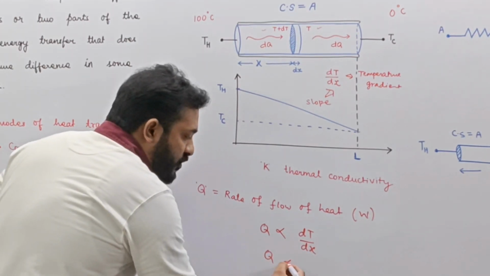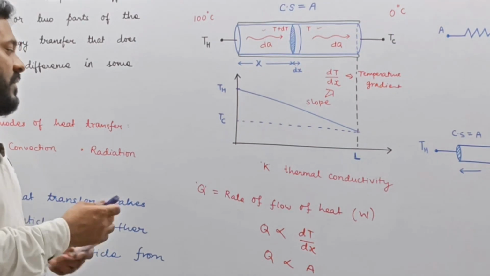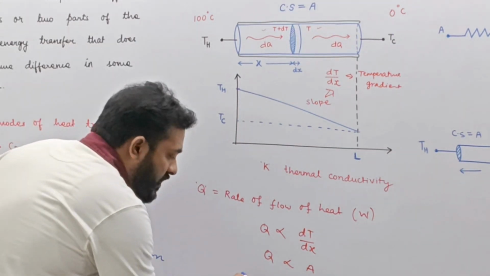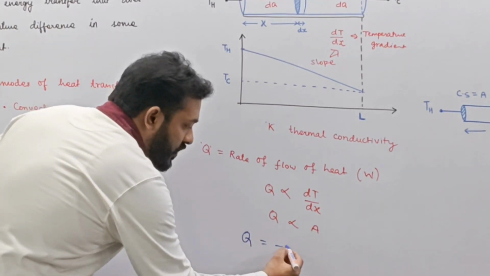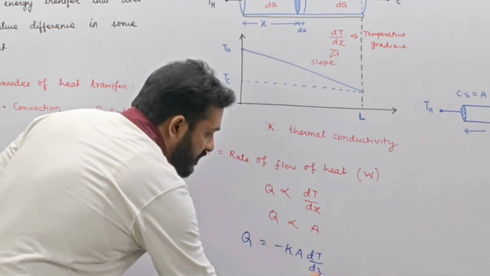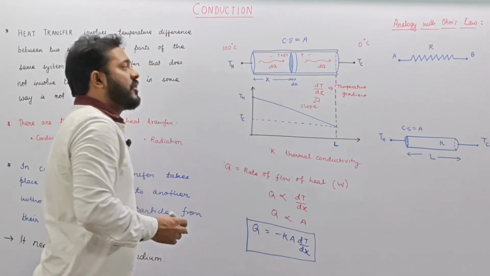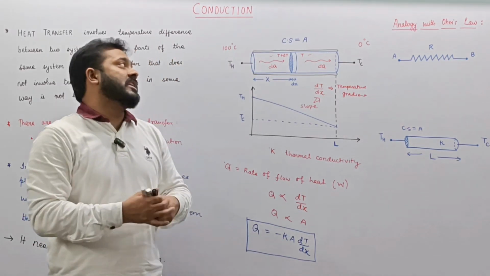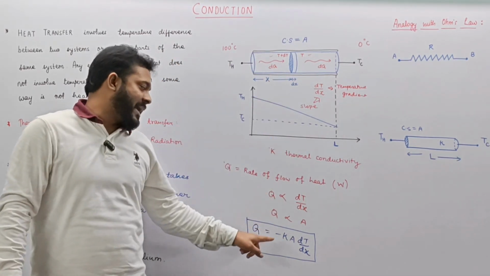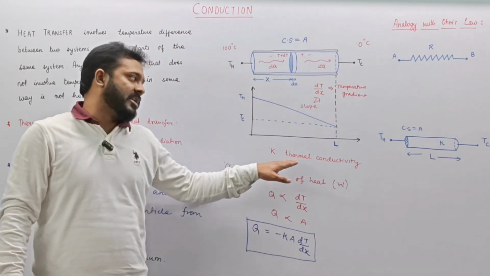It is also proportional to the cross section which is exposed, and hence when we write the final equation, we write it as Q equals minus Ka dt by dx, where K is representing the material which is conducting material involved here, and the parameter is called as thermal conductivity of the material.